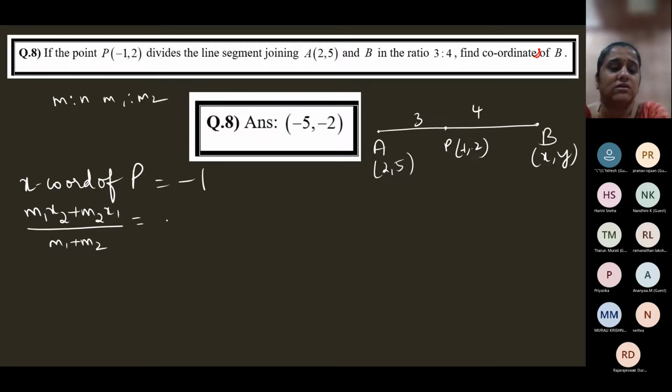Okay. Now, Netra, M1 X2 plus M2 X1 by M1 plus M2 is the formula to find the x coordinate of P. You understand that? Yes. Is equal to -1, correct? Now, what is M1? 3. X2? X2 is -1.